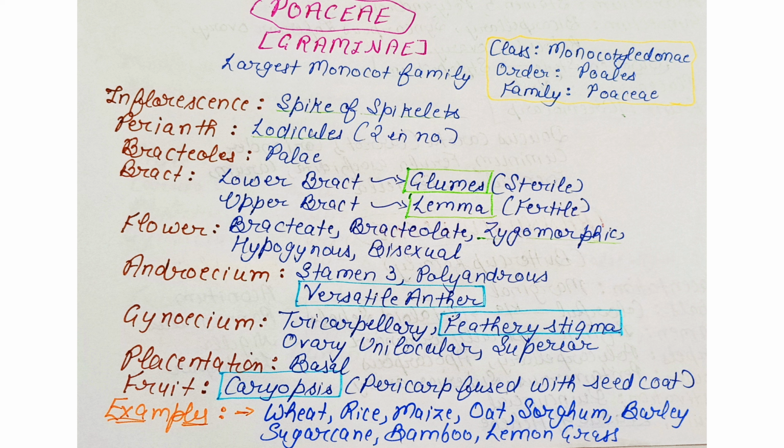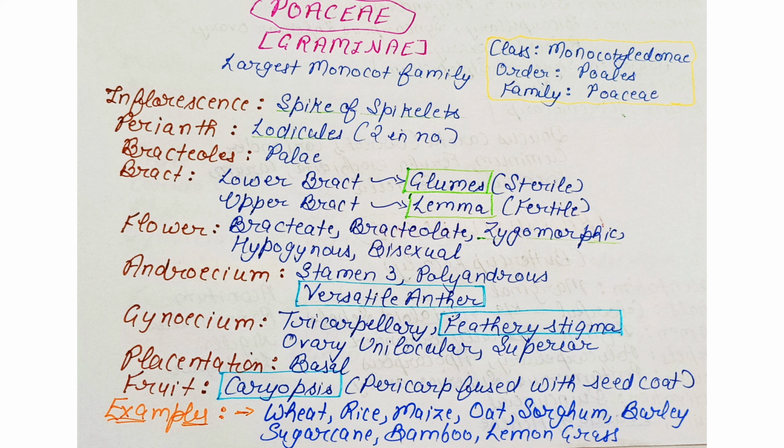The versatile anther is the free swinging anther and helps in anemophily. Gynoecium is tricarpellary, ovary is unilocular and superior. Feathery stigma is present to receive the pollens. Placentation present is basal. Fruit in Poaceae is known as the caryopsis. Caryopsis is a one-seeded fruit where the pericarp is fused with the seed coat.